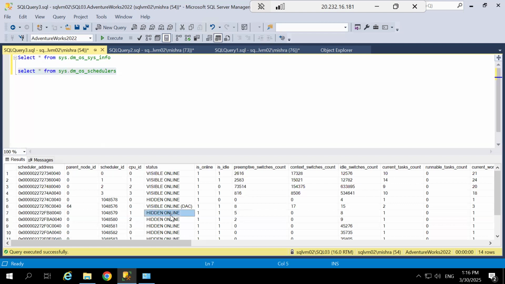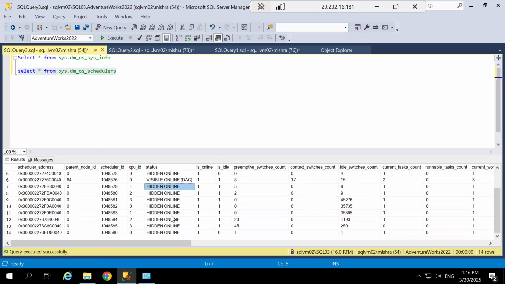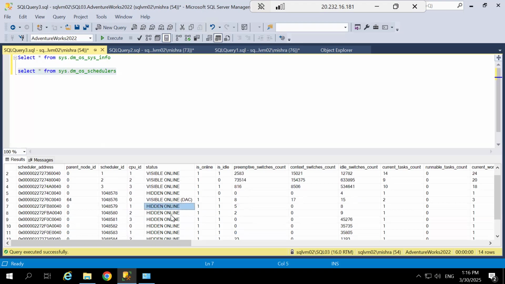System schedulers are always hidden and online. You see here, these are managing background processes, so they are hidden and online. And there is one scheduler with a higher ID number. This is always used for the DAC connection, the dedicated administration connection. This scheduler is always reserved for the dedicated administration connection.